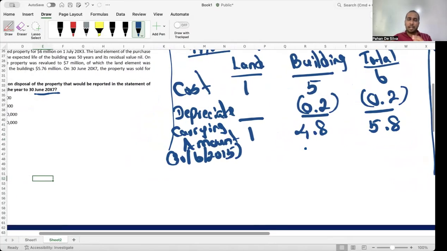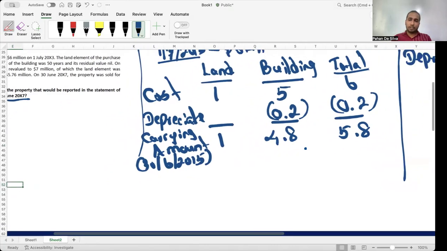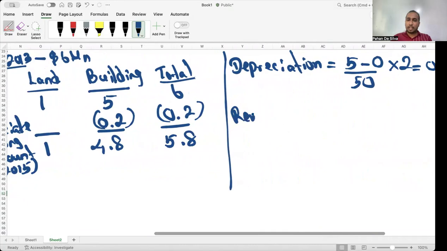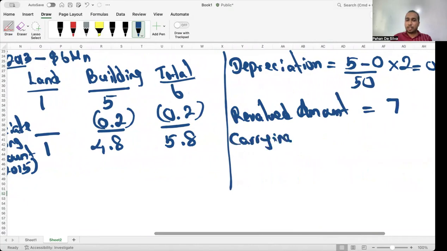On this date they have revalued the whole property at $7 million. The revalued amount is 7 million. So what is the revaluation gain or loss? You know how to take the revaluation gain or loss. In this question they are telling the revalued amount is 7 million, but what is the carrying amount on the date of revaluation? We have discussed so many examples related to revaluation. The carrying amount of the total property on the date of revaluation is 5.8 million.